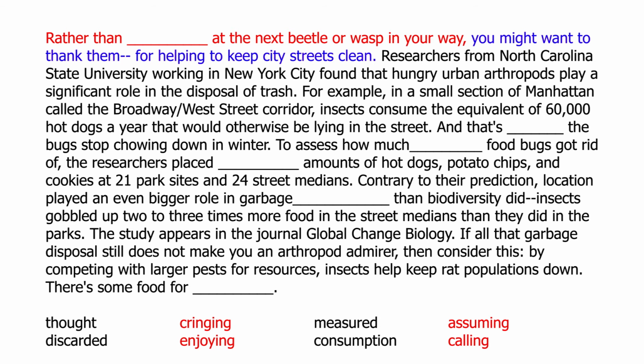So checking the 4 verbs I've got, which one of them carries a negative meaning? Let's start solving, or eliminating them, one by one. Can I say calling rather than calling at the next? It doesn't work. It doesn't make sense. Can I say enjoying? Enjoying carries a positive meaning. Can I say assuming? It doesn't belong to this sentence. So I still have one option, which is cringing.